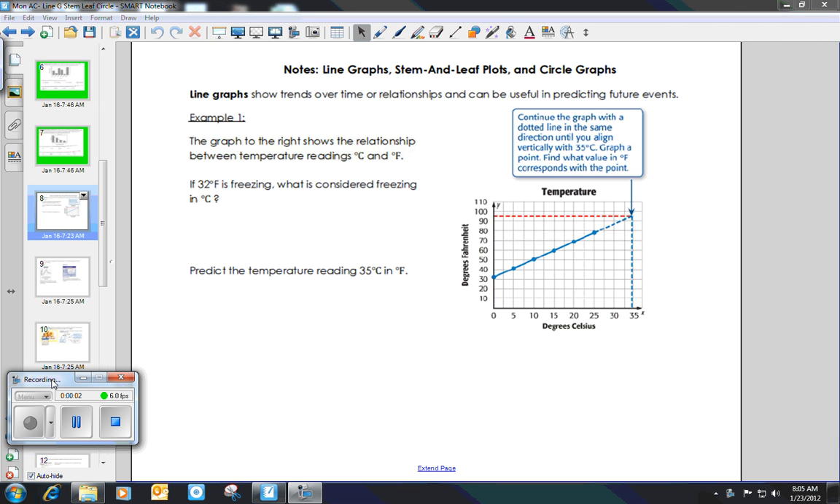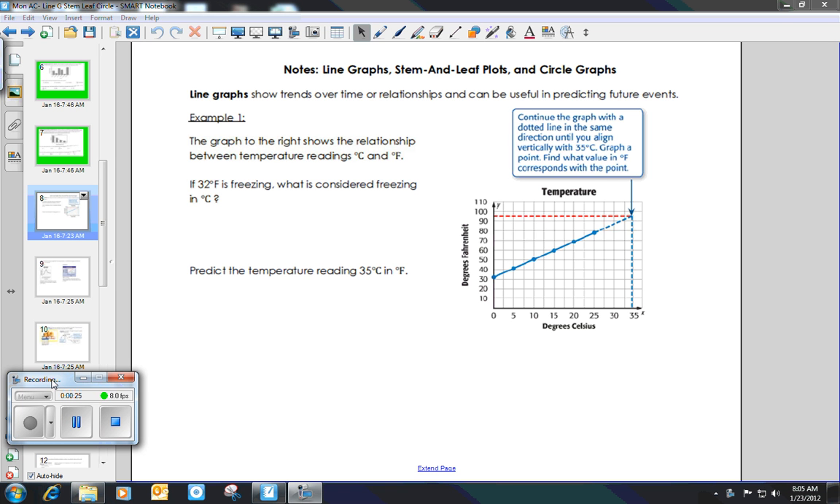Continuing on with our statistics unit with graphs and different things, this time we're looking at line graphs, stem and leaf plots, and circle graphs. So first let's take a look at line graphs. They show trends over time or relationships between two things that can be useful to predict future events.